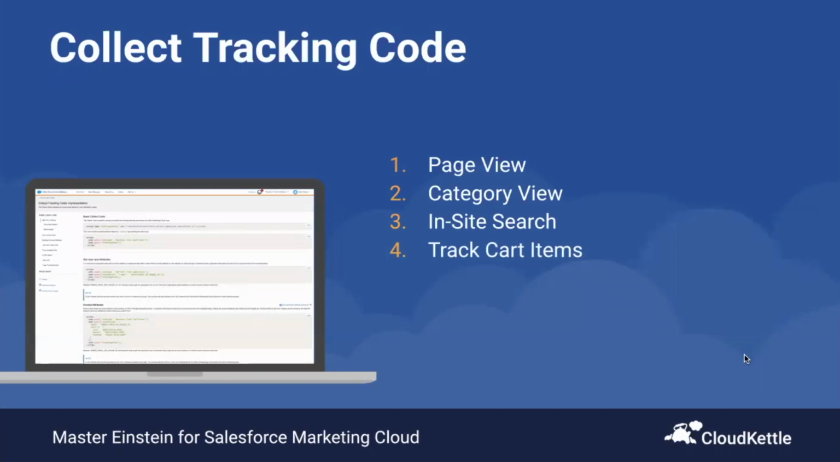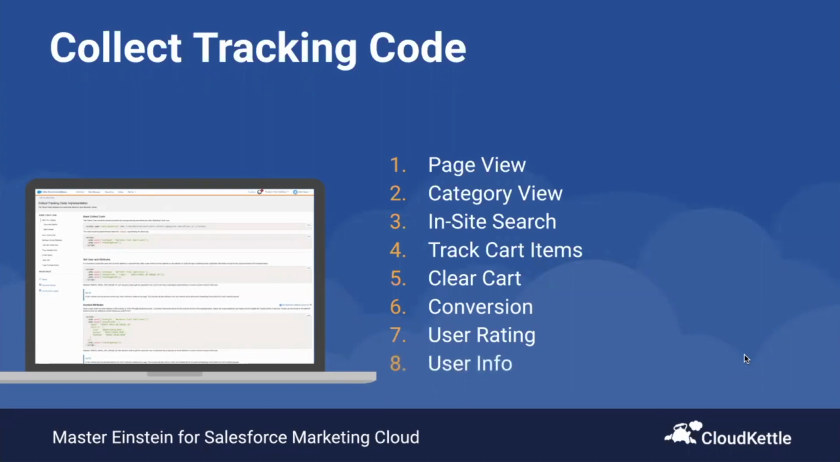A track cart items method is called when a user adds or removes items from their shopping cart. And the clear cart method is used when a user manually removes all items in their cart. A track conversion event is fired when a customer has purchased items in their cart, so typically you'd include this code on an order confirmation page. A user rating method enables you to store ratings that contacts assign to products on your website. And finally, a user info method enables you to append additional user-defined attributes to the contact, which we'll discuss next.